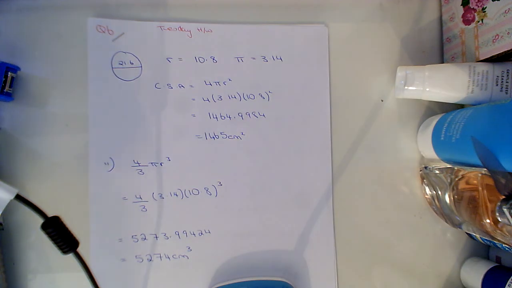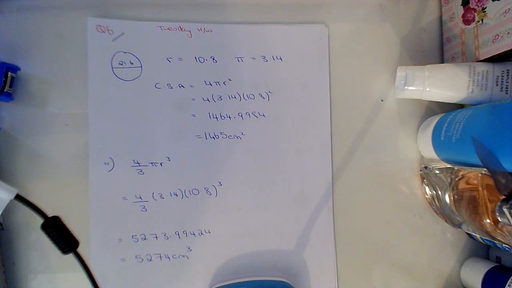Part 2 of that asks for the volume of air inside the ball. So for volume, my formula is 4 over 3 pi r cubed. So I have 4 over 3, pi is 3.14, my r is 10.8 cubed, and I have 5,273.99424, and then to the nearest whole number is 5,274 centimetres cubed. Okay, now on to question 7.